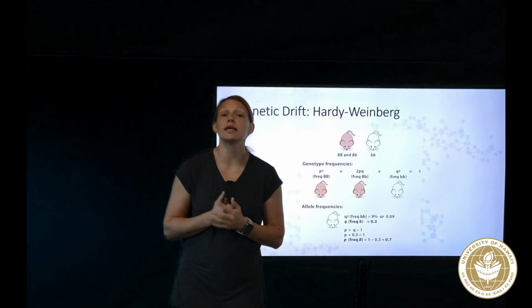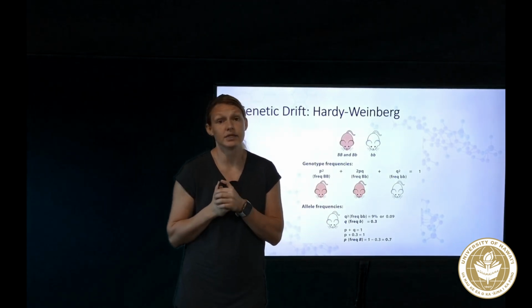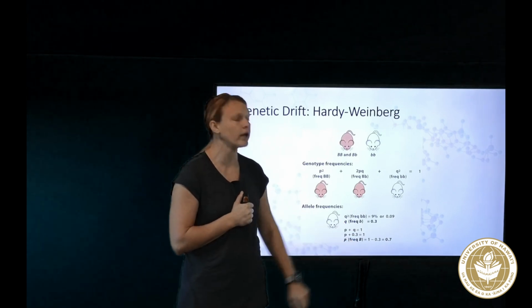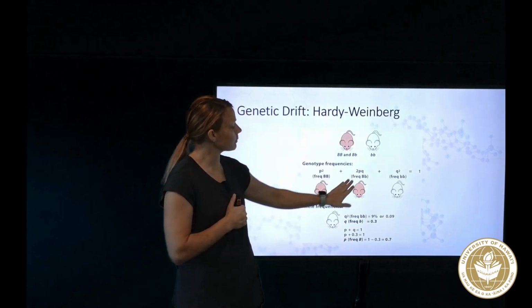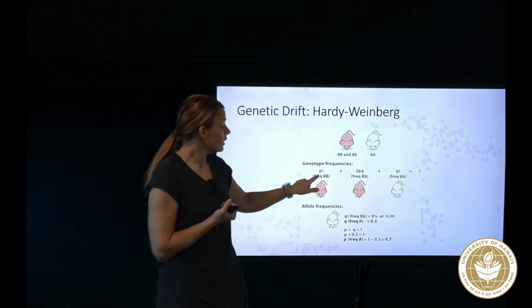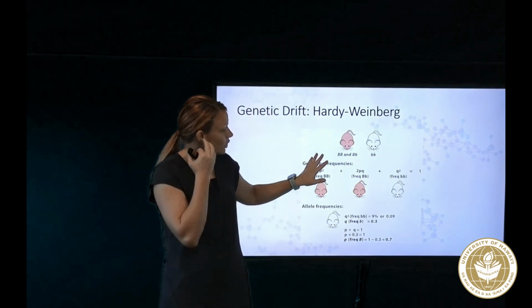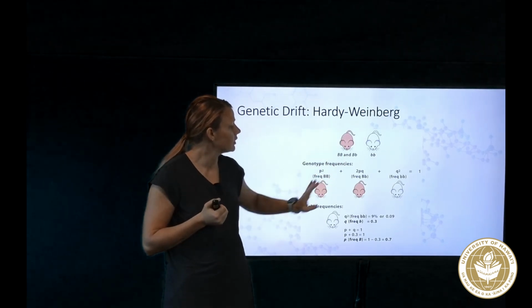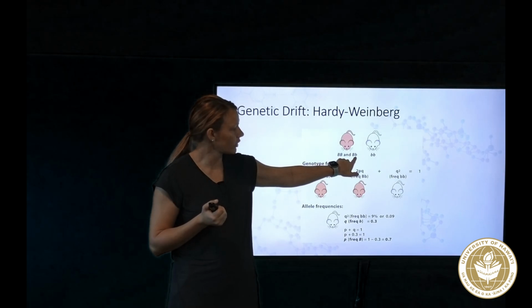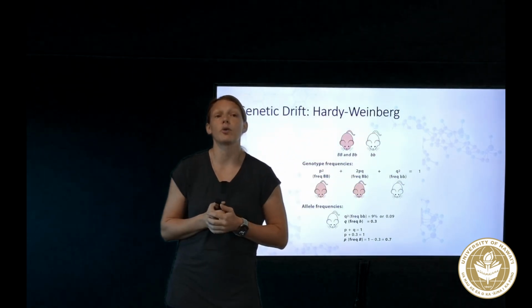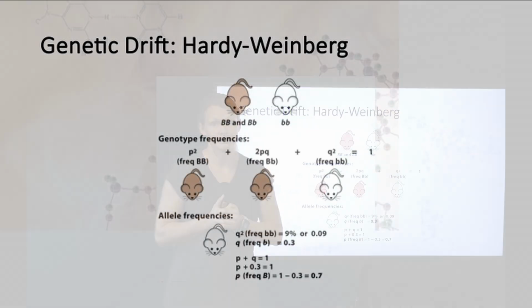I do need you to memorize these equations. So memorize that P plus Q equals 1 and P squared plus 2PQ plus Q squared equals 1. And make sure that you know that P squared is your homozygous dominant, 2PQ is your heterozygous, and Q squared is your homozygous recessive.